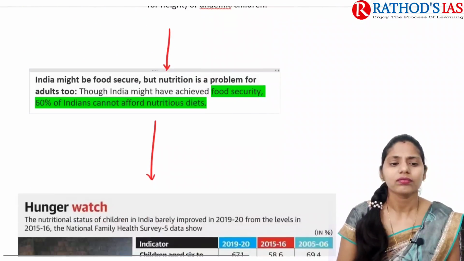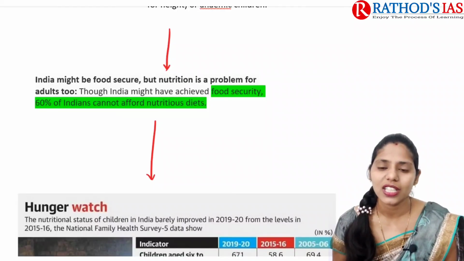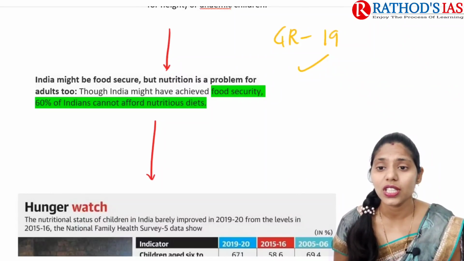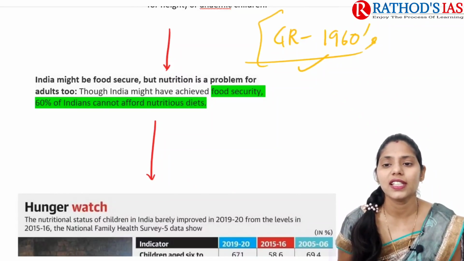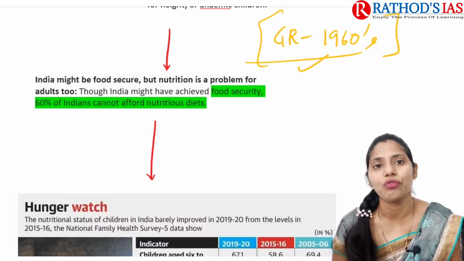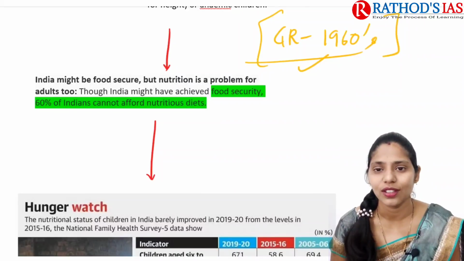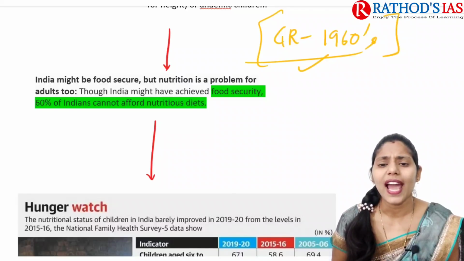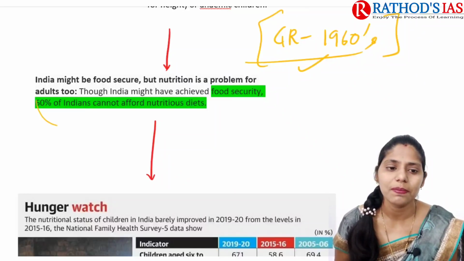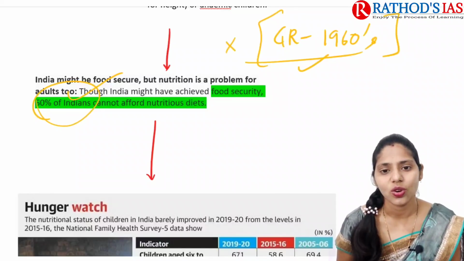And the next one is, India might be food secure, but nutrition is a problem for adults, because even though we became self-sufficient after the green revolution which was introduced in the 1960s. In the 1960s in India, the green revolution was mainly introduced, and because of this there was an increase in food production, and from importers we became exporters of food grains. So even though India became self-sufficient in food production, 60% of Indians cannot afford a nutritious diet. So this is one cause of concern.